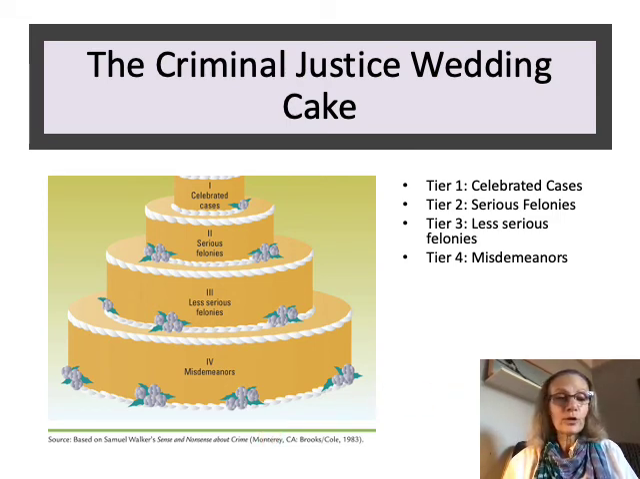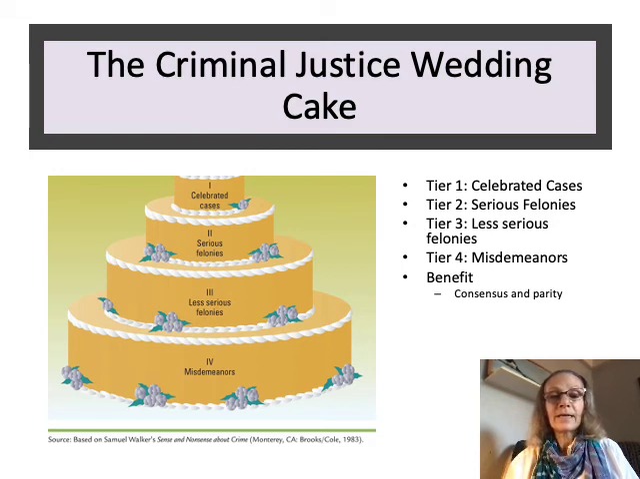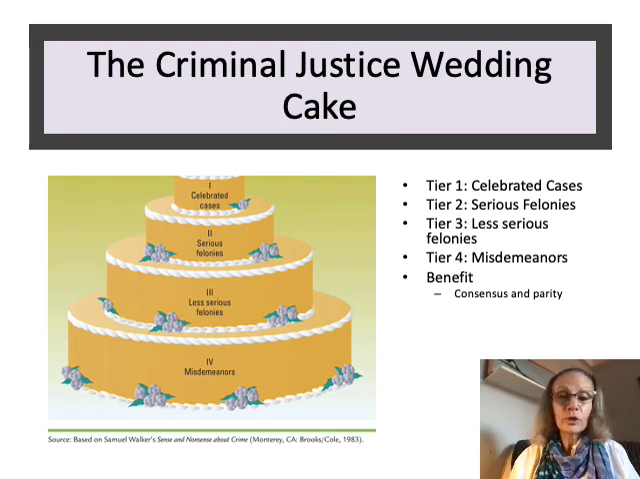So your textbook talks about some of the benefits that are associated with the criminal justice wedding cake. One is that there is consensus and parity, that if you're in tier 2, serious felony, you're more likely to get the same treatment as anybody else who has committed a serious felony. And there's also consensus among the courtroom work group that that's the kind of case we should pay more attention to. Likewise, with misdemeanors, there's a consensus within the courtroom work group to not spend as much time on those.